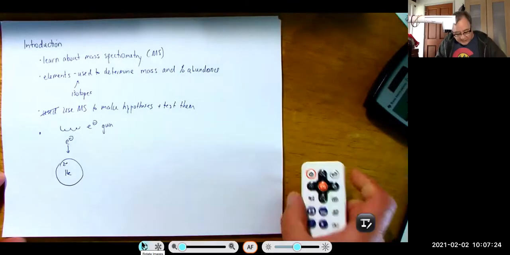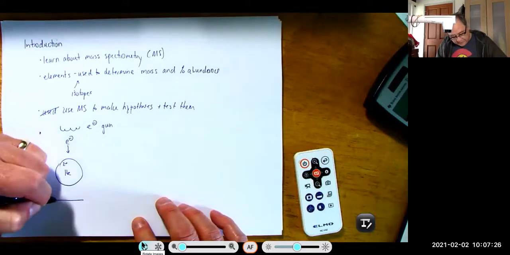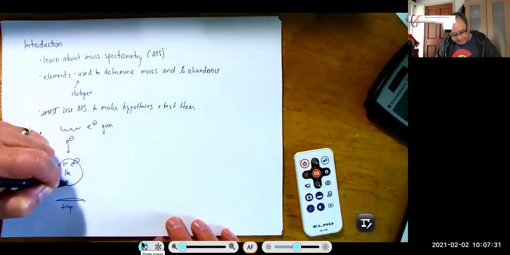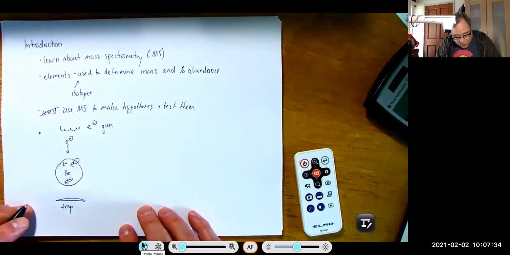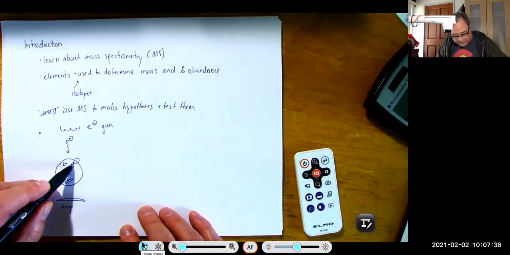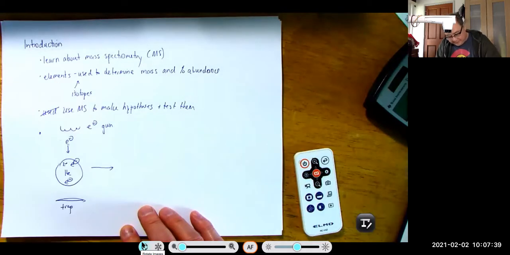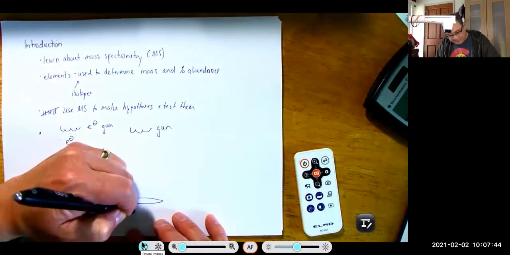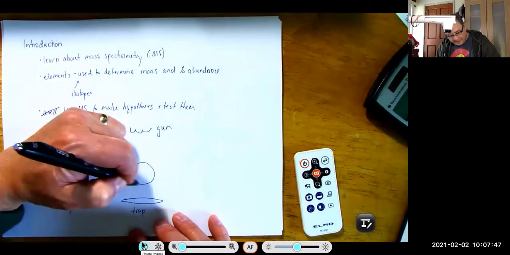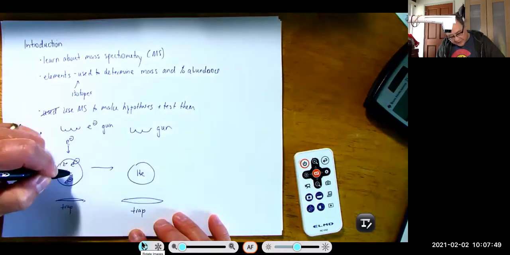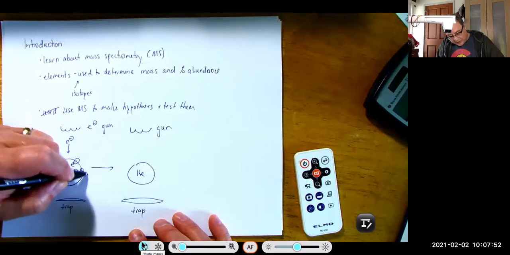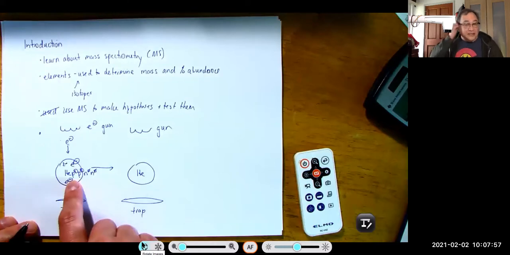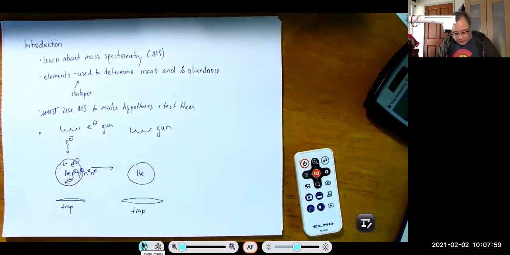So here's your gun, and here's the trap below. And here's your 2 electrons on the helium. What can happen is one of these electrons gets knocked off by that electron. So here's your gun. Here's your trap. And here's your helium. Now this helium has 2 protons in it and 2 neutrons in it. So in the nucleus, it's got a +2 charge. Outside, it's got a -2 charge. You add it all together, it's a 0 charge.